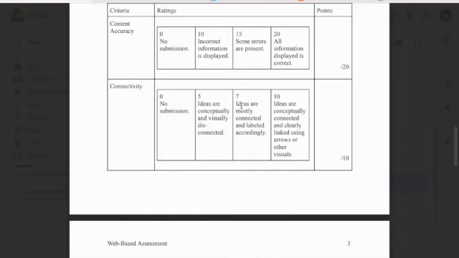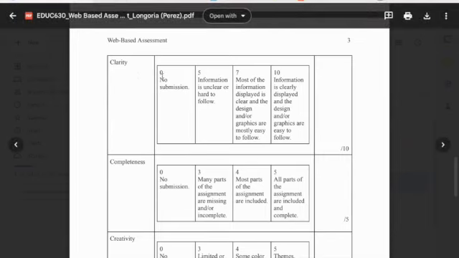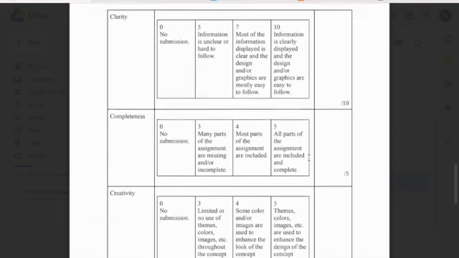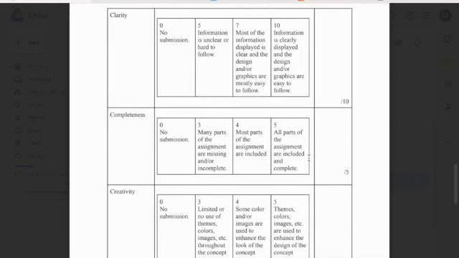And then a 7 is ideas are mostly connected, and then it's labeled accordingly. And number 10, a full 10 points on this one, is ideas are conceptually connected and they're clearly linked using arrows or other visuals. Clarity, so for 0, it's no submission. A 5 is information is unclear or hard to follow. 7, most of the information is clear. Some of the graphics are a little easy to follow. And then a 10, information is definitely clear and the design is easy to follow. So I know how things are connected. I know the flow of the assignment is clear.